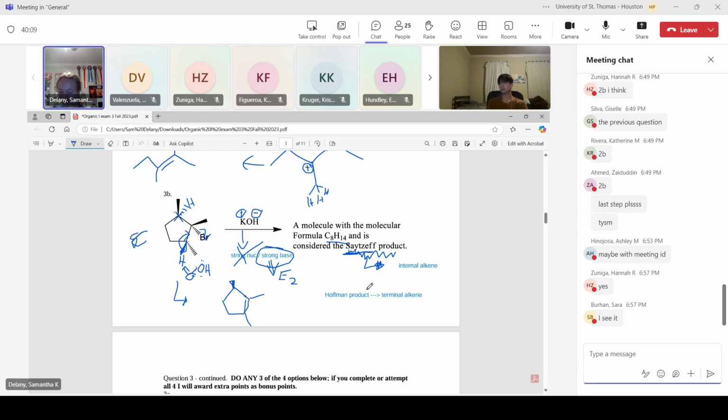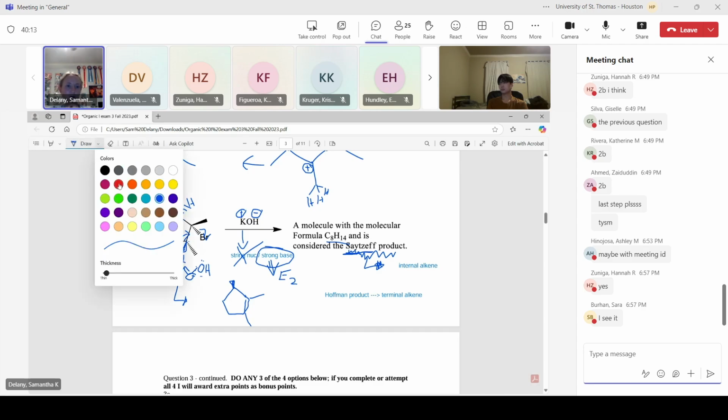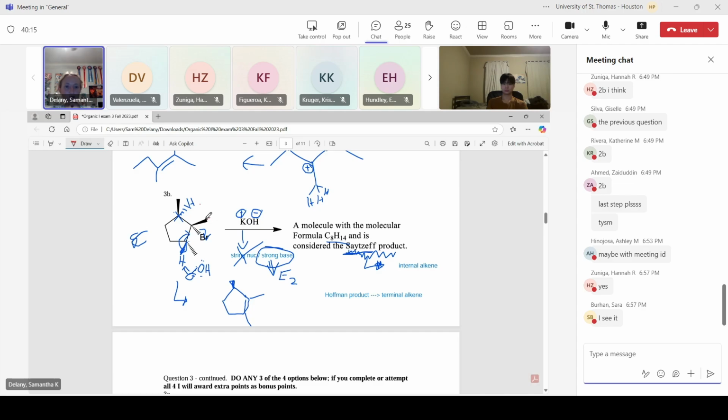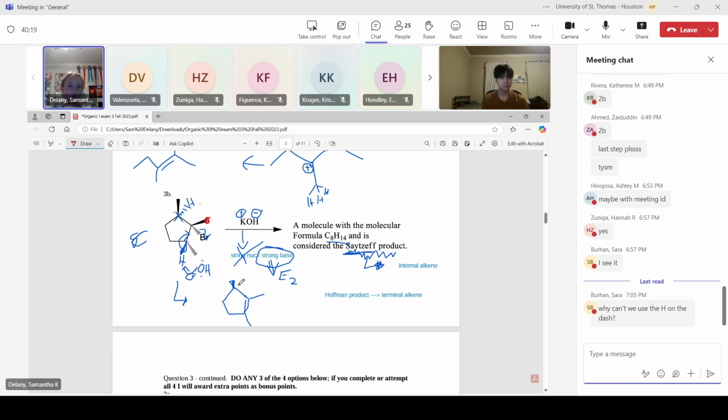this. And so, for example, with this question, if she had asked for the Hofmann product, you would have used a hydrogen over here to give you a terminal alkene. Now, I knew I had to look at either the top or the bottom because I wanted an internal alkene, which I would not get if I used this methyl group's hydrogens. Any questions on that one? That one was just a quick one step.